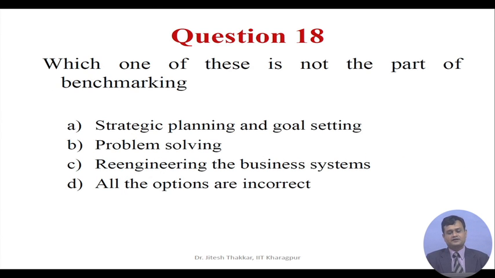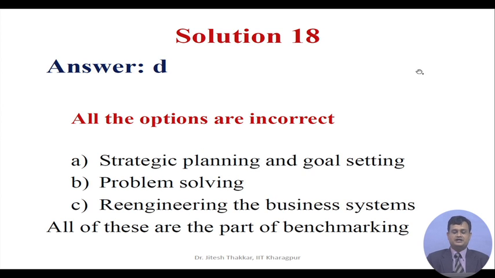Question 18, which one of these is not the part of benchmarking? Strategic planning and goal setting, problem solving, re-engineering the business system, all the options are incorrect. So, the correct answer is D, all the options are incorrect. That is, all of these A, B and C are the part of benchmarking process. Setting a goal, problem solving, re-engineering, all this comes well within the scope of benchmarking.